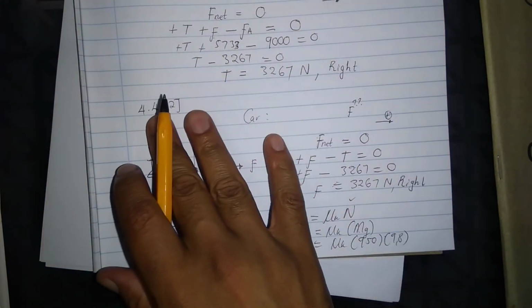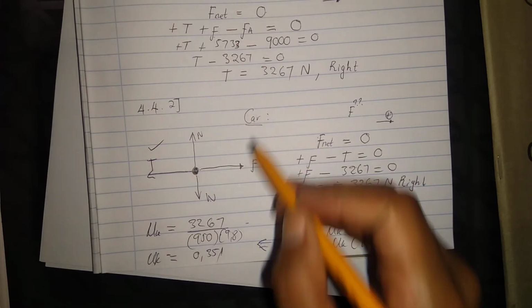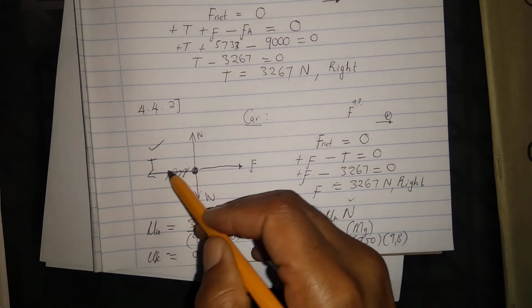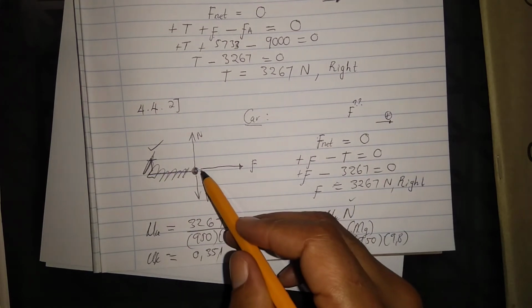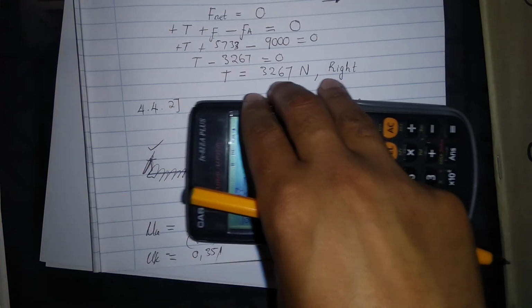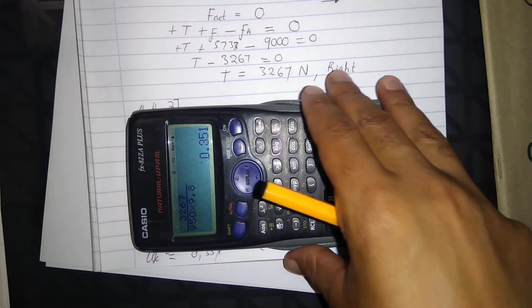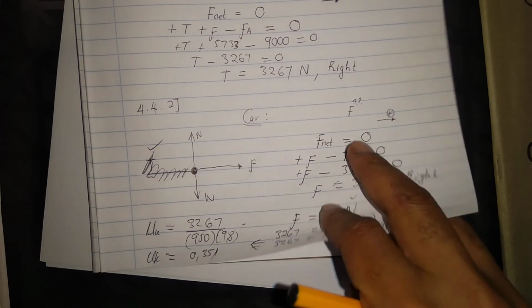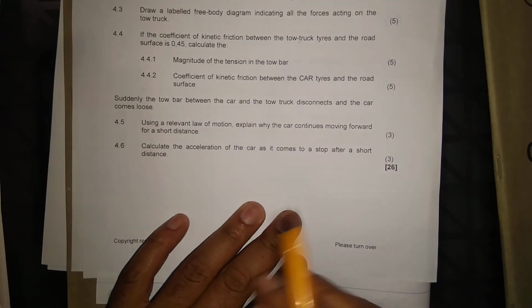Look at 4.2. This is the free body diagram for the car. If the tow bar snapped, it means there's no longer any tension. The only force acting is a frictional force. So it goes forward a little, then it decelerates or slows down because of the frictional force between the car tires as well as the surface. So that's why it moves forward just for a short distance.